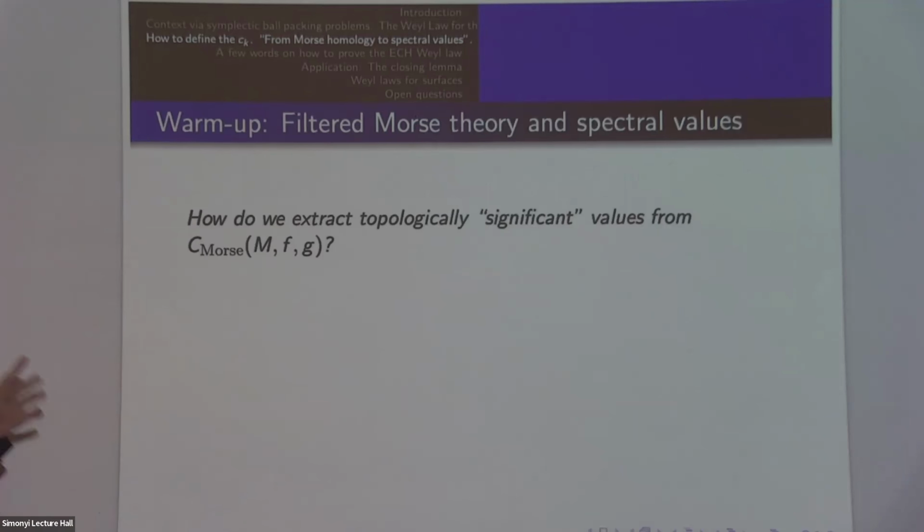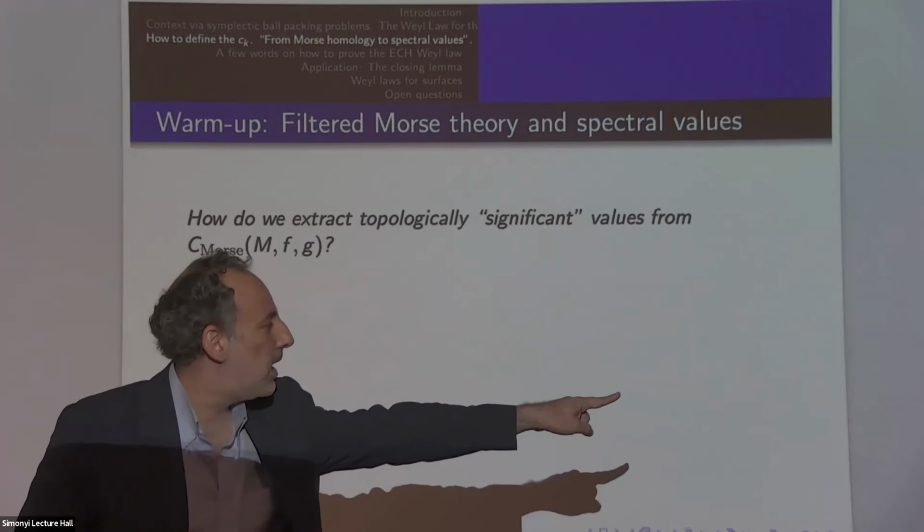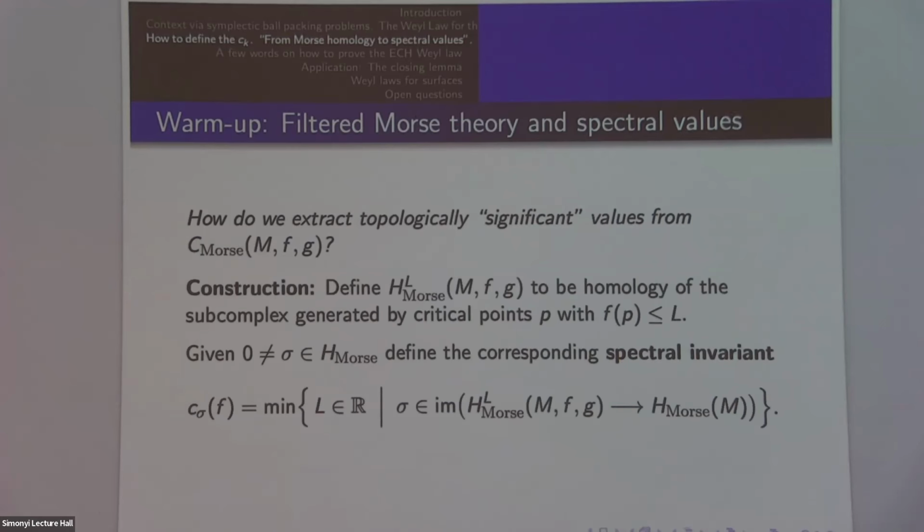But remember that we actually want to extract numbers from this. This is just a vector space and we want to extract numbers. So to put it in Gromov's language, we want to find the topologically significant values from the Morse chain complex. That's the thing before I pass to homology. Okay, and there's actually a very beautiful way to do this. It's quite a lot like the Milnor picture that I drew before, but just more algebraic.